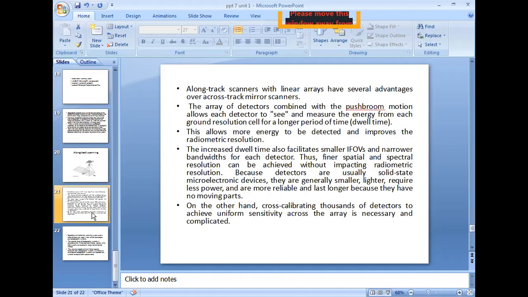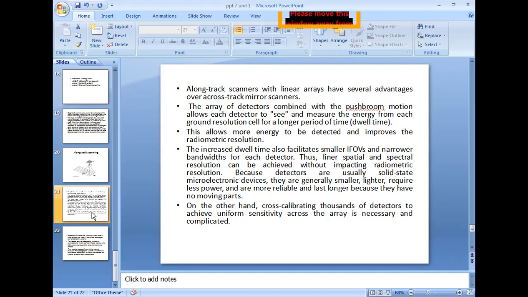The along-track scanner with a linear array has several advantages over the cross-track mirror scanning system, right? That means along-track has more advantages than the across-track system. The array of detectors combined with the push broom motion allows each detector to see and measure the energy from each ground resolution cell for a longer period of time, known as dwell time. That's why the clarity of the image is greater. This allows more energy to reach the detectors, improving the radiometric resolution, and the increased dwell time also facilitates a smaller FOV.